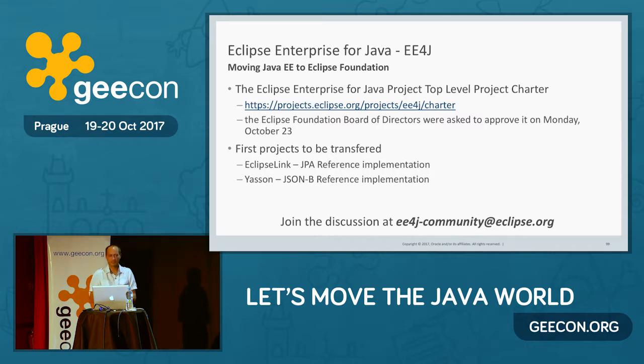The goal is to move the stuff there as soon as possible, and what you can expect once the sources and everything are on eclipse.org is that we want to build a release which should be identical to the current EE8 release. Just the name of the product may be different, maybe some packages, but at the binary level, it should be identical.